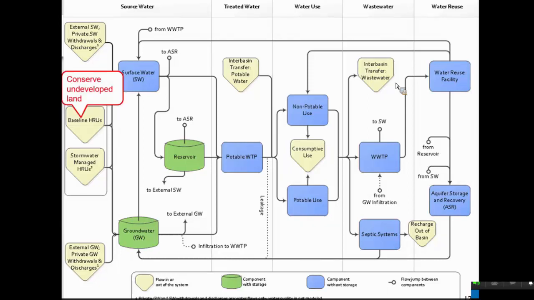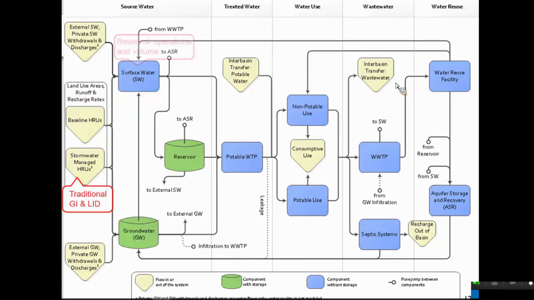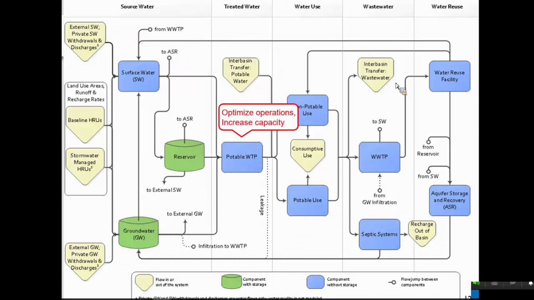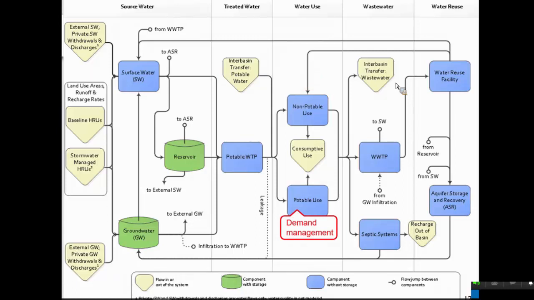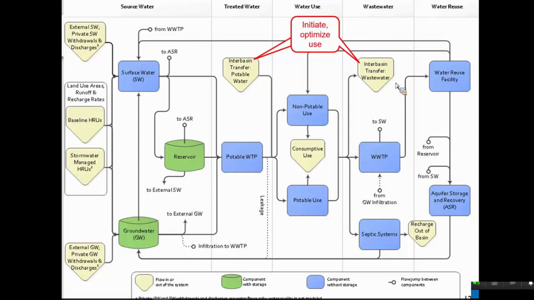You can look at conservation of undeveloped land, implement stormwater BMPs, either traditional or green infrastructure, change your reservoir operations, optimize operations or change the capacity of the drinking water plant, repair leakage, look at reuse options with non-potable water, manage demand through incentives or price changes, reduce infiltration and inflow, increase capacity or upgrade the wastewater treatment plant, provide additional treatment for reuse through a water reuse facility, or look at options such as flood skimming with the ASR. And finally, you can look at changes in interbasin transfers, either for drinking water or wastewater.